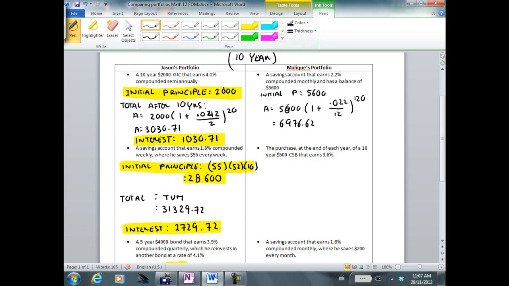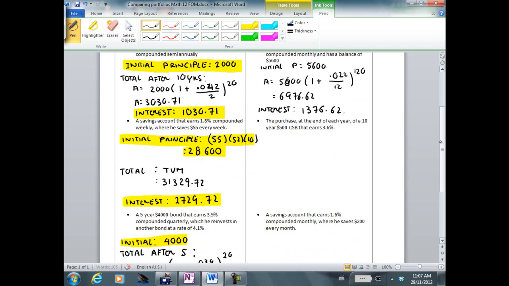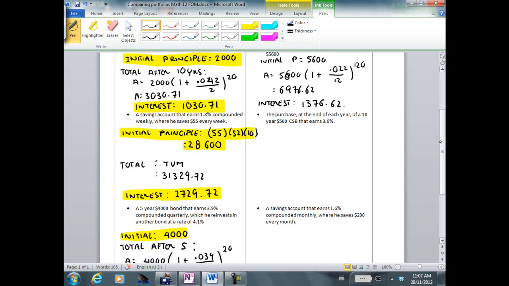Again, I always find the interest because I want to separate slowly. Interest. Yep, $1,376.62. I do the exact same thing. See, all this stuff is just testing your skills of knowing when to use TVM and when to use a compound formula.